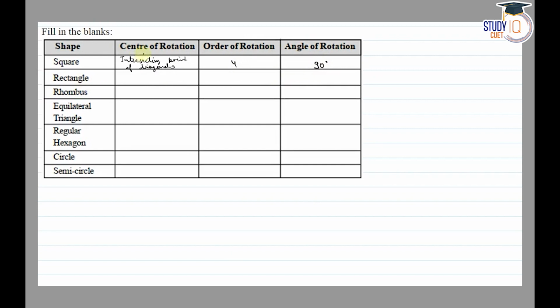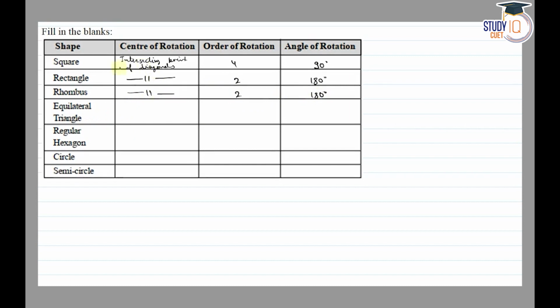In a rectangle, the center of rotation is the same, the intersecting point of diagonals. Order of rotation is 2 and angle of rotation is 180 degree. In a rhombus, the center of rotation is the intersecting point of diagonals. Order of rotation is 2 and angle of rotation is 180 degree.